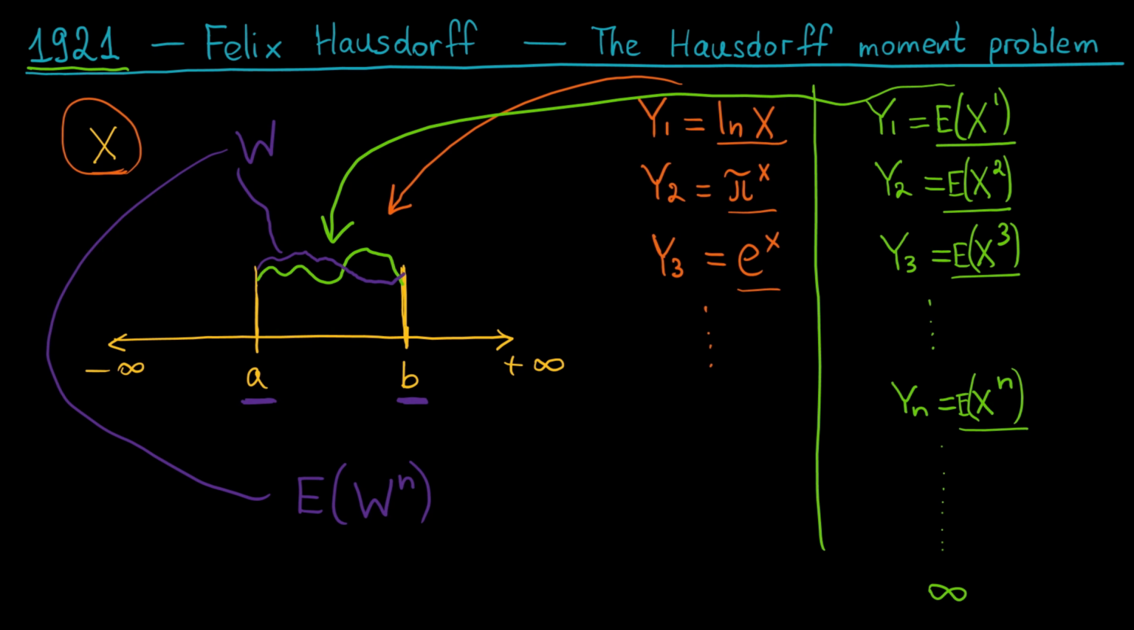Let's highlight one aspect of the problem that makes this possible, and that is that we are looking at only PDFs that exist on a bounded support, on a closed interval AB. The raw moments of a random variable do not generally uniquely identify the PDF on any support if we're allowing it to go into negative infinity or positive infinity. But on a closed interval, this is true, and we'll see exactly why it's true.